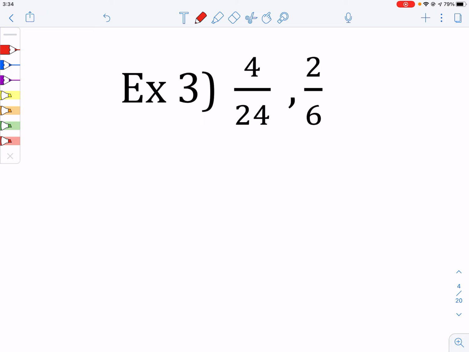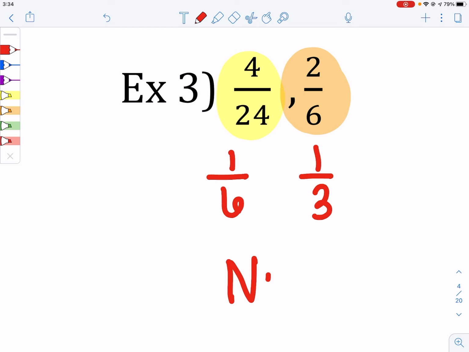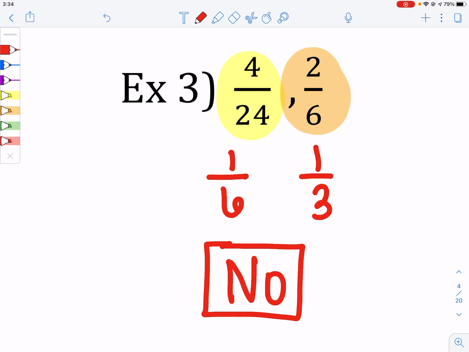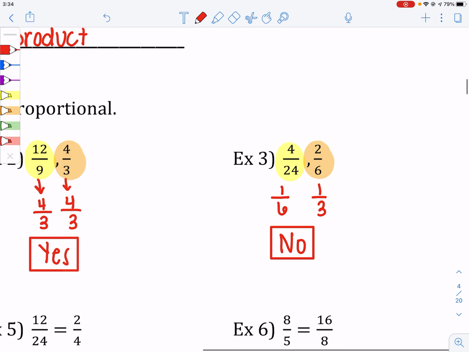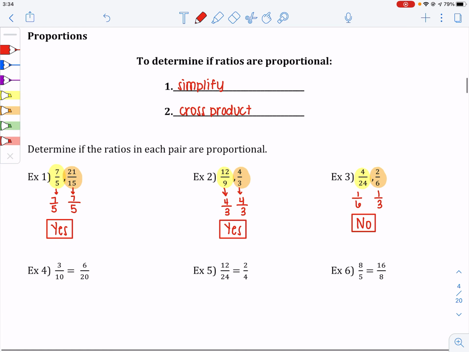Okay, on your own, go ahead and try number 3. So write down what you get after you simplify your fractions, and then tell me yes or no if they are proportional or not. All right, so 4/24 I know simplifies to 1/6. 2/6 simplifies to 1/3, and you can just type those in to figure that out. Those are not the same fraction, so I would say no. Those are not proportional.